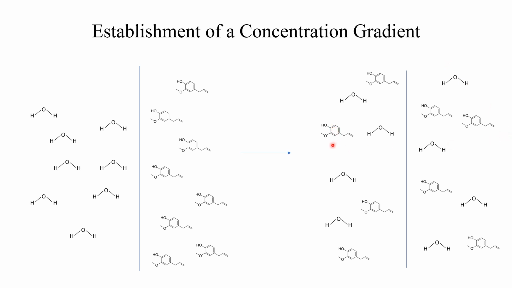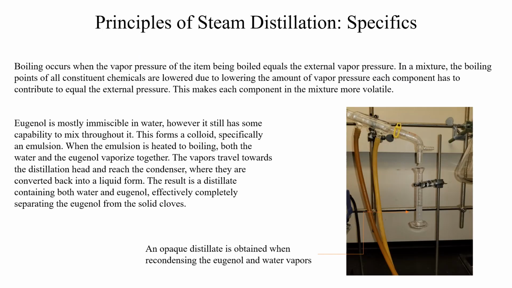And so initially, that's how we get eugenol out from the cloves themselves, but then we need to separate it further. Now that we have our eugenol in our aqueous medium, it's time to separate our water and our eugenol from the cloves. But how does this separation occur? Well, to begin with, we need to look at the molecular structures of eugenol and water.